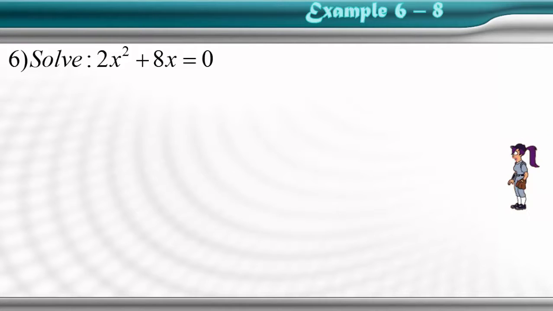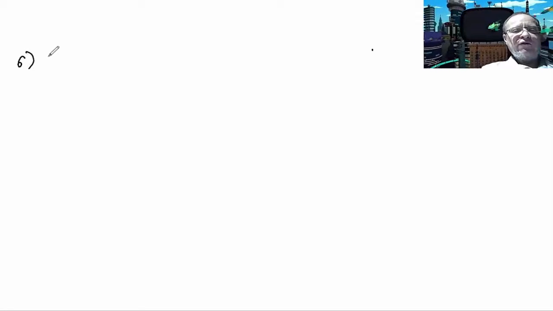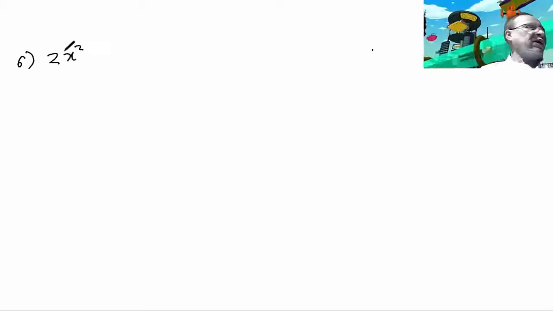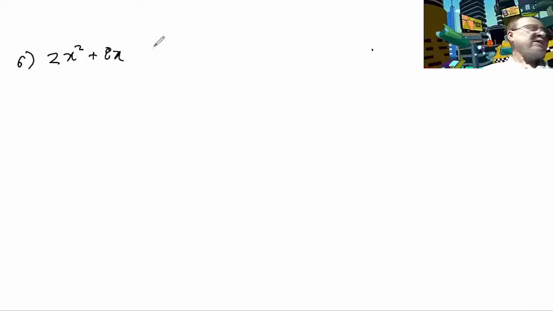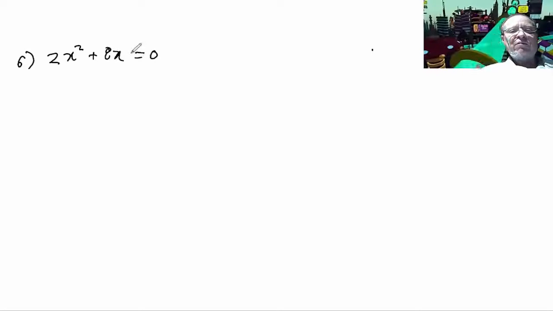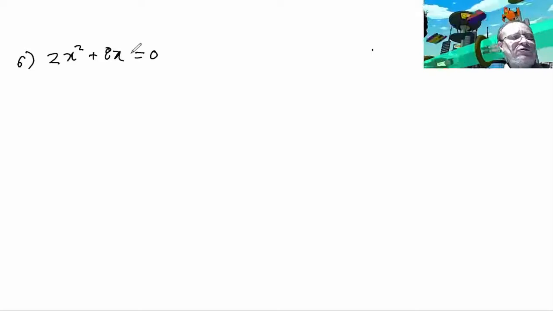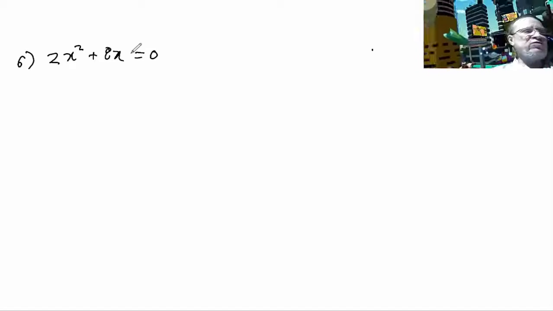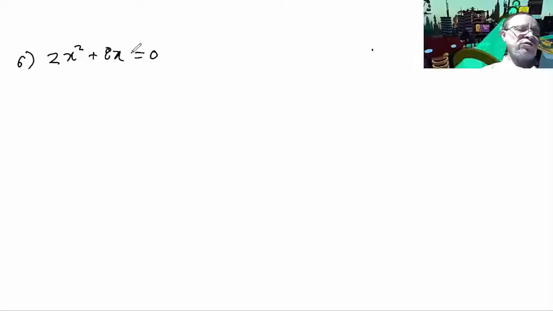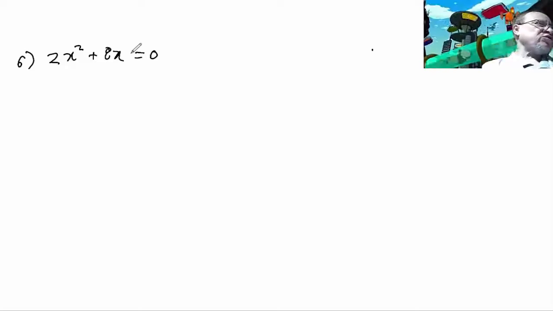So let us go over to the whiteboard and work this out in detail. In example number 6, we have 2x squared plus 8x is equal to 0. Now, at first you may think, could that be the difference of two squares? Well, actually it isn't the difference of two squares, but what we can do is factor out the x and factor out the 2.